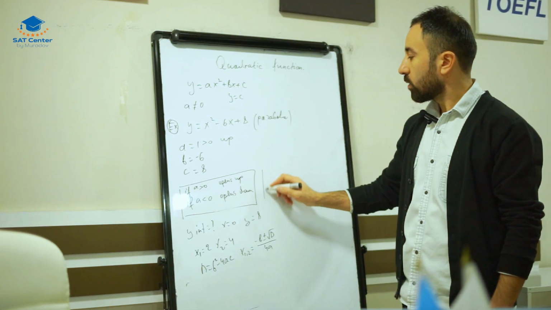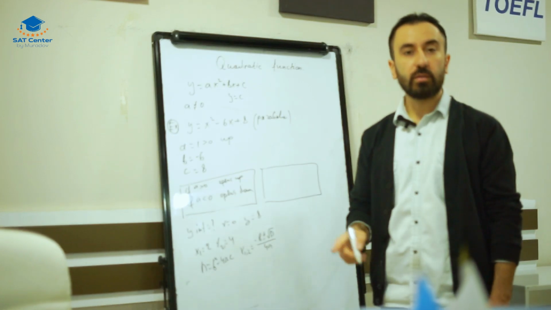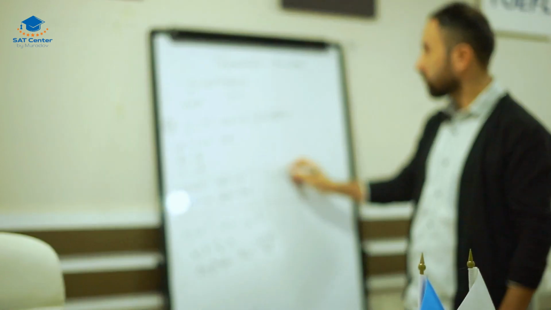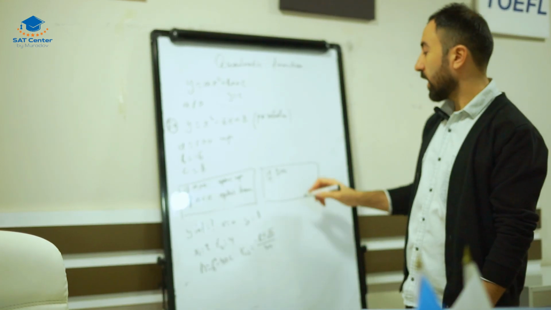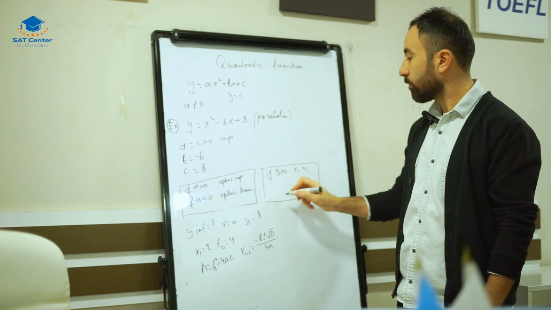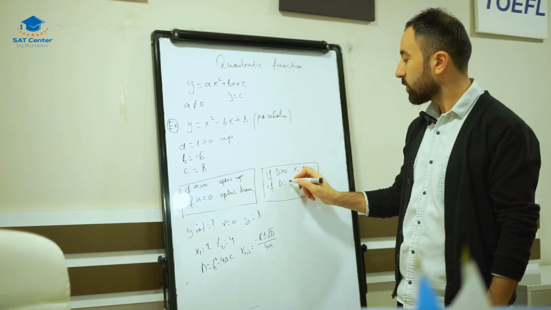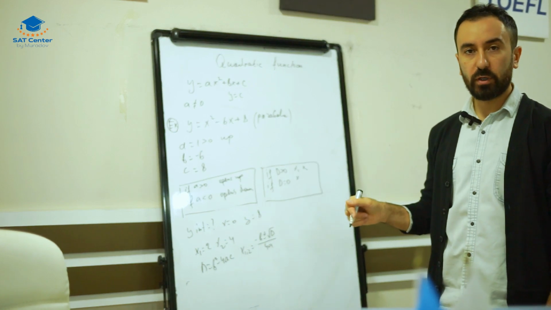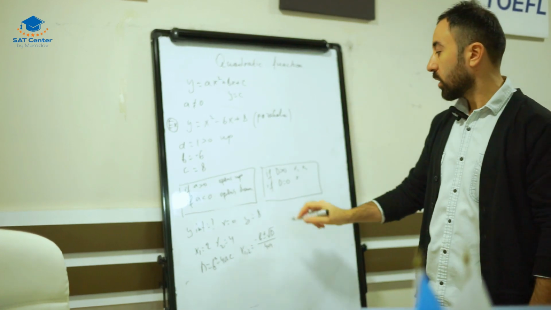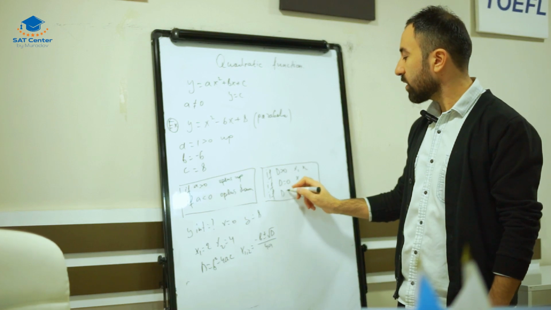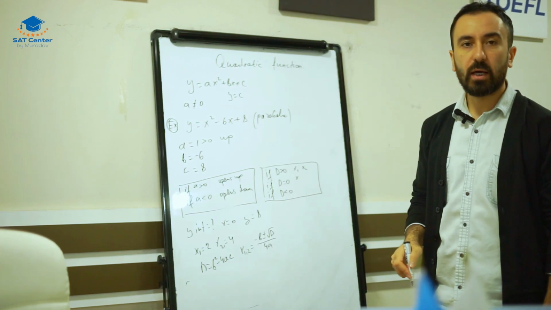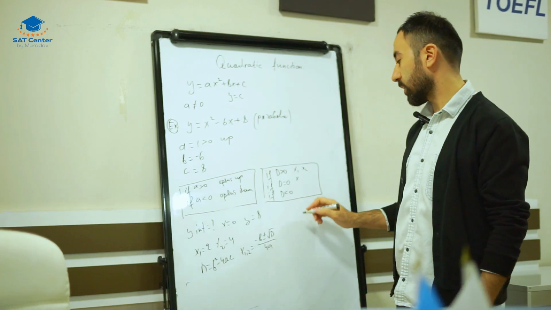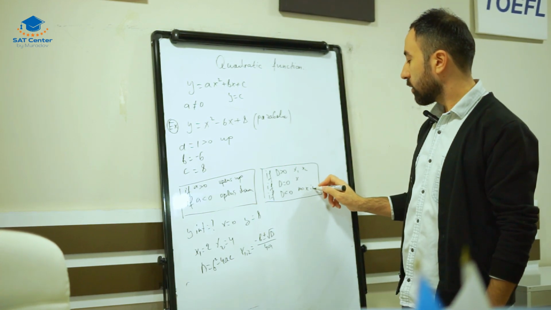Don't forget this second rule. If discriminant is positive number, parabola has two x-intercepts, x1, x2. If discriminant is 0, parabola has one x-intercept. This is tangent point, parabola tangent x-axis. If discriminant is less than 0, parabola doesn't intersect x-axis. No x-intercept.